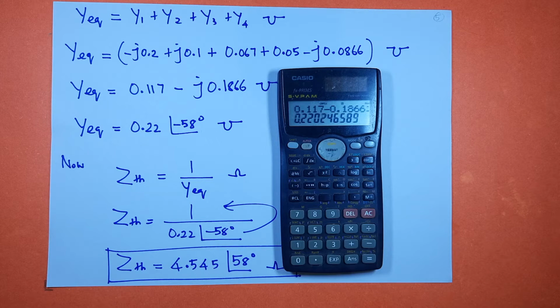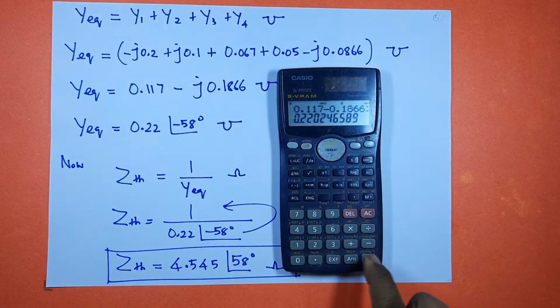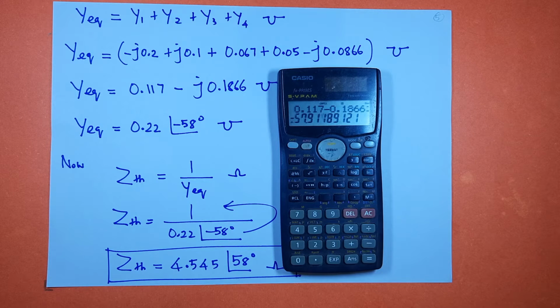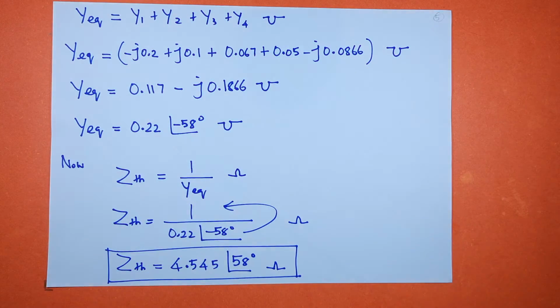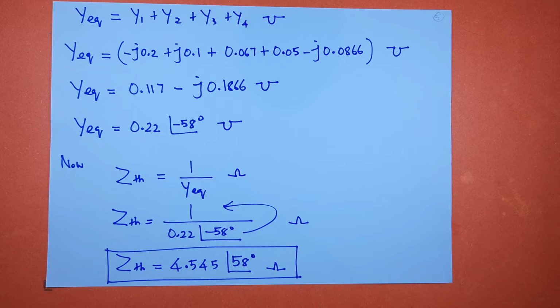So this is going to be your magnitude. Then press shift and equal again, and you get minus 58. Am I right? Minus 57.9. So you can take it as minus 58 degrees. Okay, so now we have got this Y equivalent.